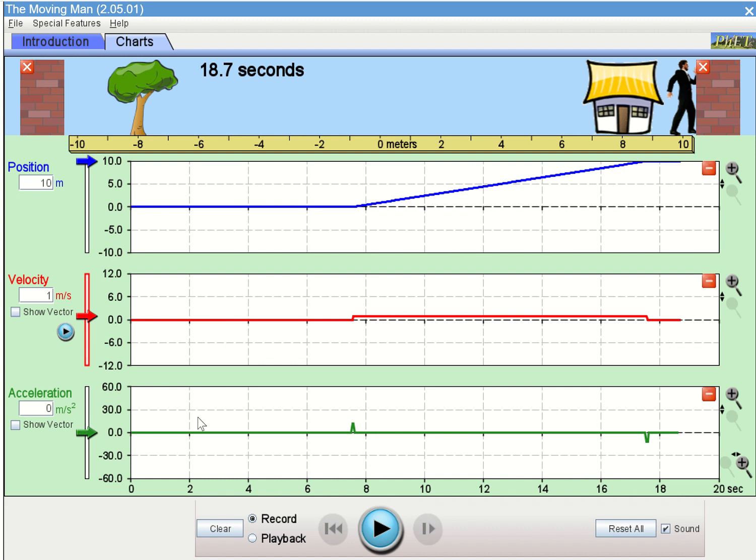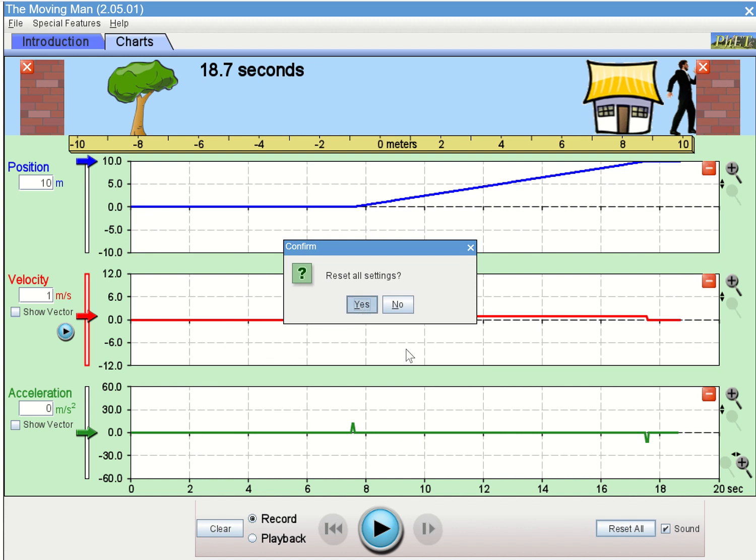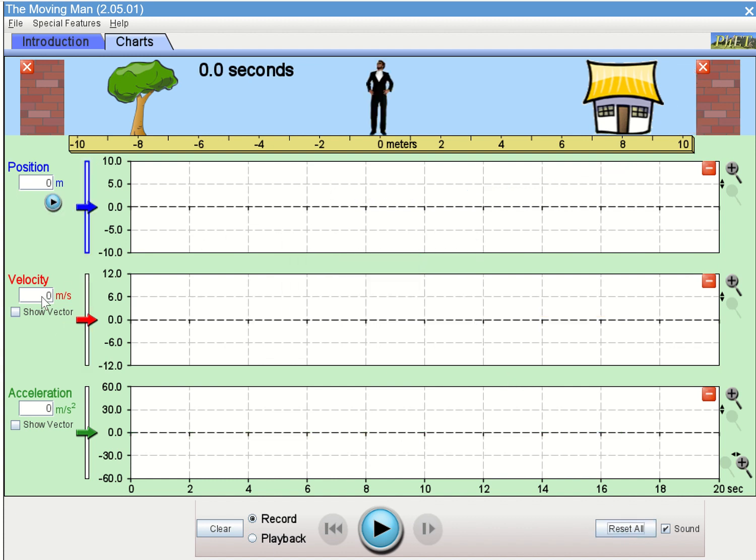Over here, we're looking at acceleration, and other than the little boost in acceleration to get him started, my acceleration was 0 the whole time because my velocity isn't changing. So we can reset this, and we can go in the negative direction. So if I start this, again, my position, velocity, and acceleration are all 0 because we're not moving.